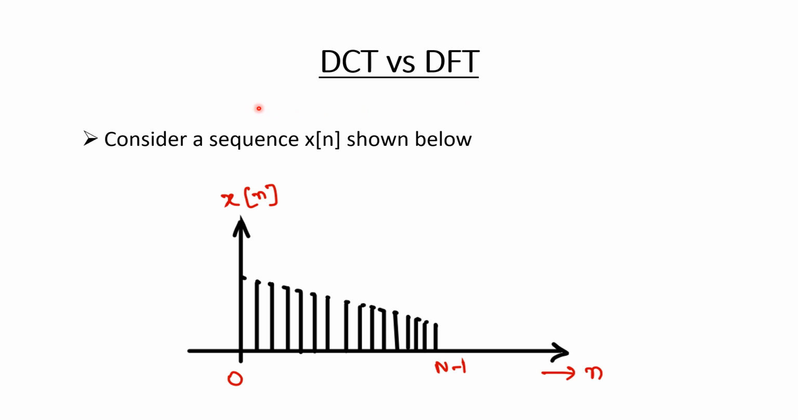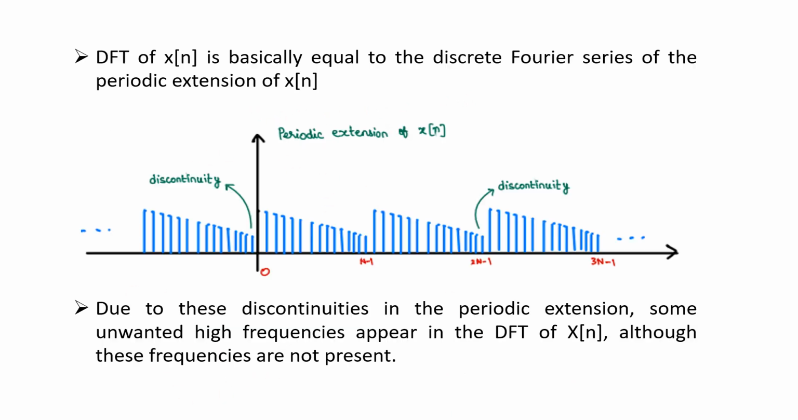Suppose consider a sequence x of n shown as below. If you calculate the DFT of x of n, it is basically equal to the discrete Fourier series of the periodic extension of x of n. In this, we can observe that discontinuities arise. Due to these discontinuities in the periodic extension, some unwanted high frequencies appear in the DFT of x of n, although these frequencies are not present.